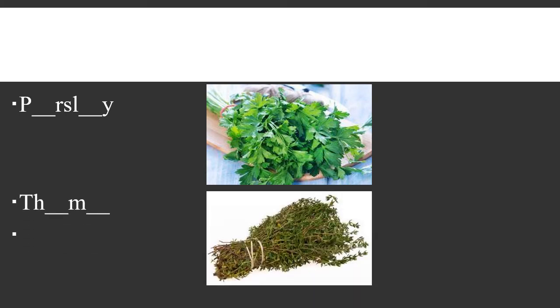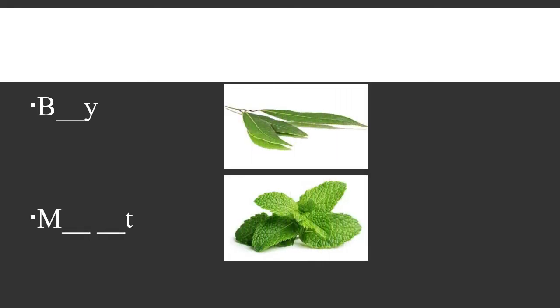We also have that, parsley, thyme. Very good. We've gotten those correct so far. We have that one. Keep in mind, we're still looking at examples of herbs. That would be bay, and that would be mint.